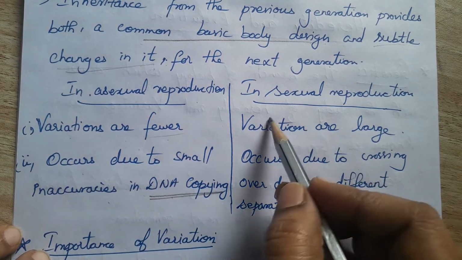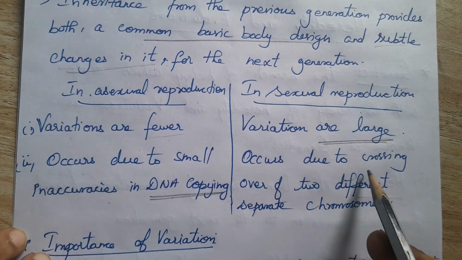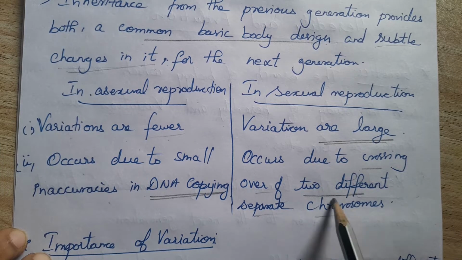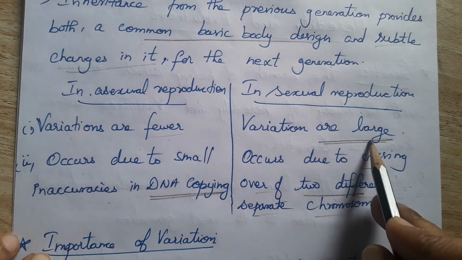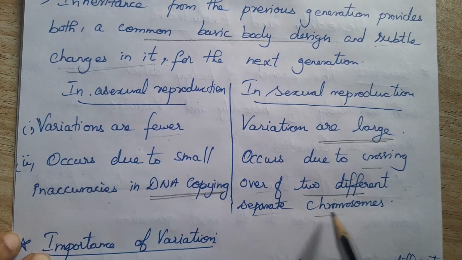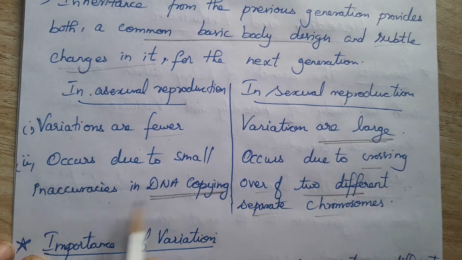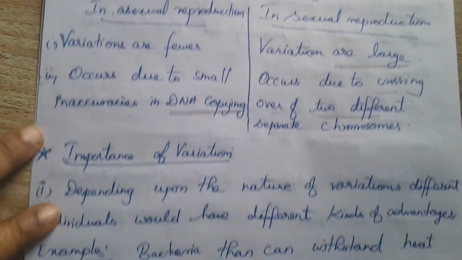In sexual reproduction, variations are very large. Why? Because it occurs due to crossing over of two different, separate chromosomes, two separate DNA, right? From the male and female we have two totally different things, and they are crossing over, so we get large variation. That is not due to error, that is due to the crossing of two different genes. So the accumulation of variation is more due to sexual reproduction and very little due to asexual reproduction. So what is the importance of variation?